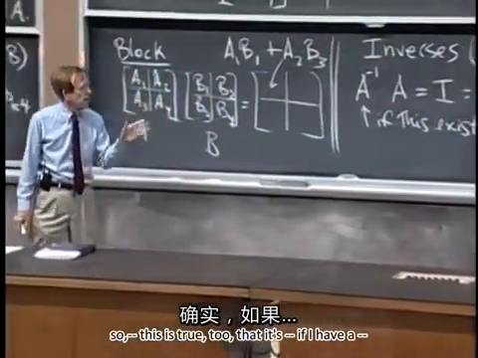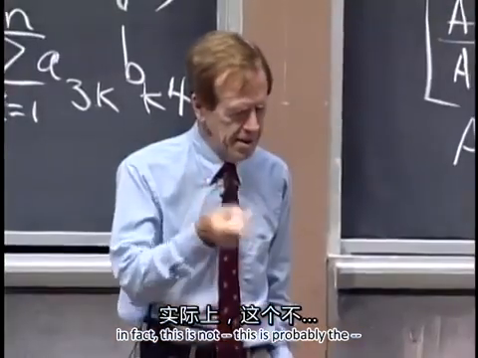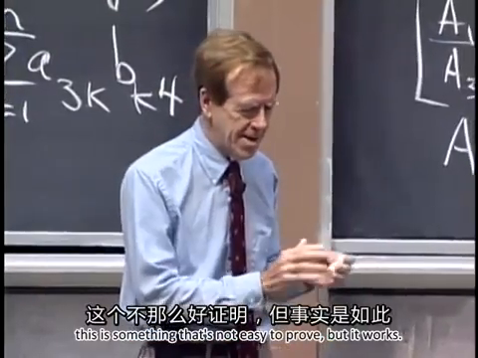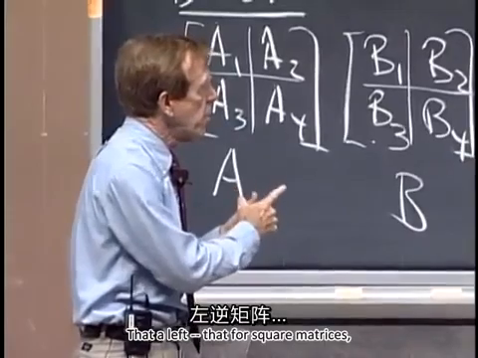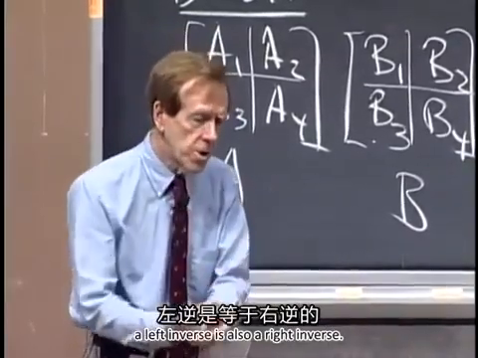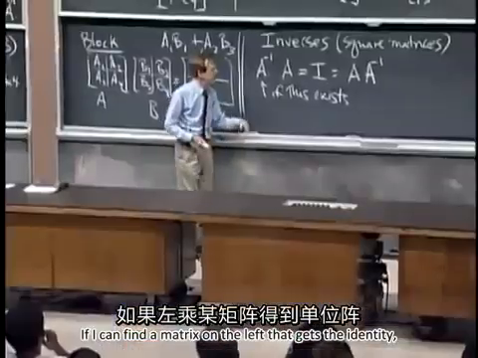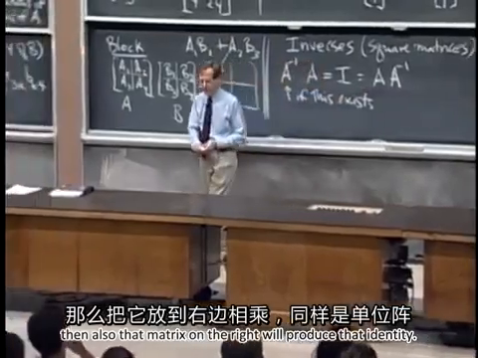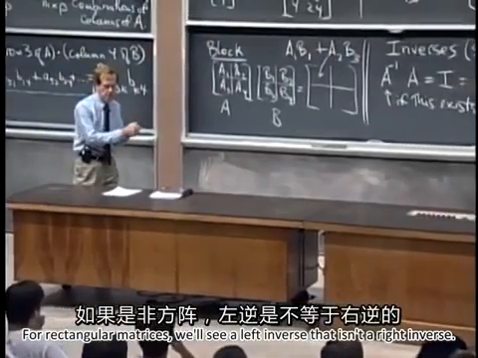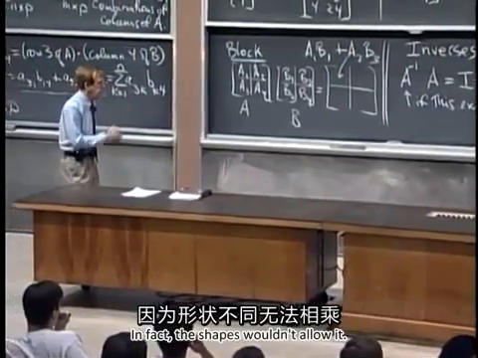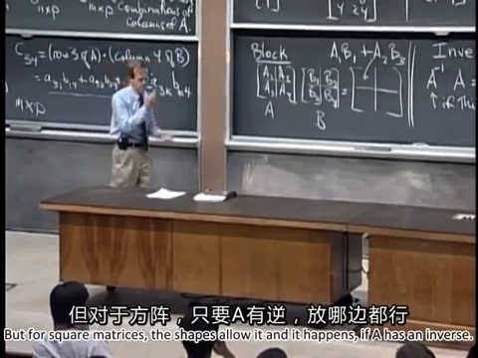This is something that's not easy to prove, but it works: for square matrices, a left inverse is also a right inverse. If I can find a matrix on the left that gets the identity, then that matrix on the right will produce that identity too. For rectangular matrices, we'll see a left inverse that isn't a right inverse. In fact, the shapes wouldn't allow it. But for square matrices, the shapes allow it, and it happens.